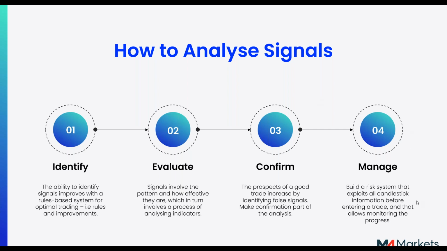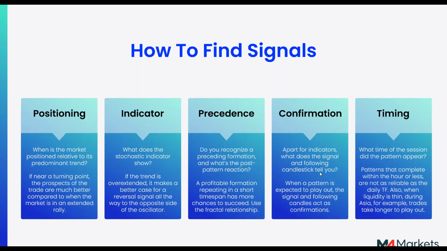And finally, of course, manage, and that is once you are in the trade. Build a risk system that exploits all the candlestick information before entering a trade, and that allows you to monitor the progress of the trade. And that's why we want to incorporate the minor signals and the continuation signals as some sort of confirmation for our trade, as well as to manage the trade, because if something appears, we need to cut that thing short straight away, that is still part of the management. Or if we identify the first take profit and the second take profit, it might be because a new pattern appeared. So we need to always follow the progress of a particular trade.